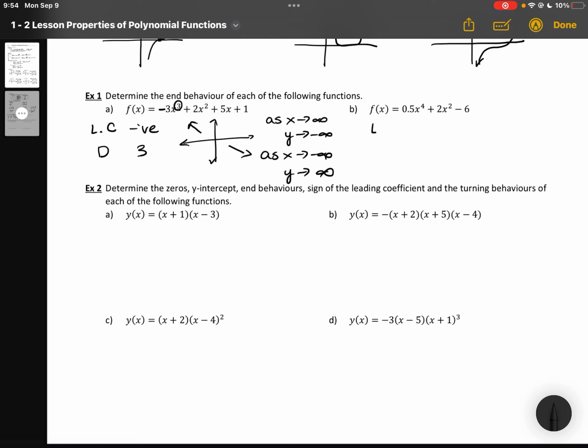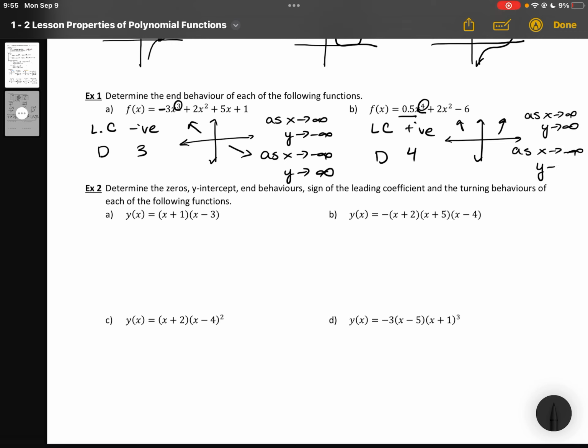In our second example, our leading coefficient is positive. We've got 0.5 and our degree is 4, which is even. So that means that to draw our little sketch, both ends are finishing up. They're going in the same direction, or x is going to get larger and y. And then as x goes to negative infinity, the other direction, y is still going to be getting larger.